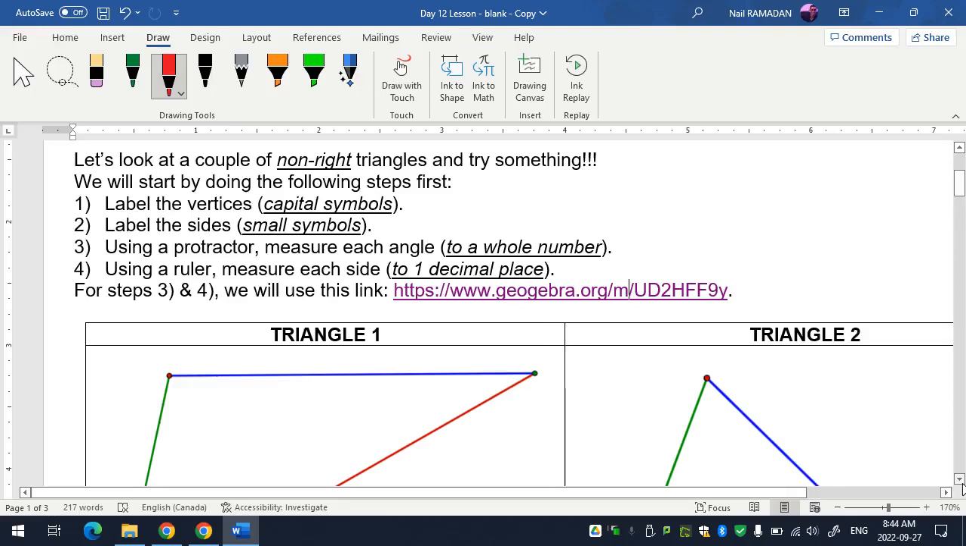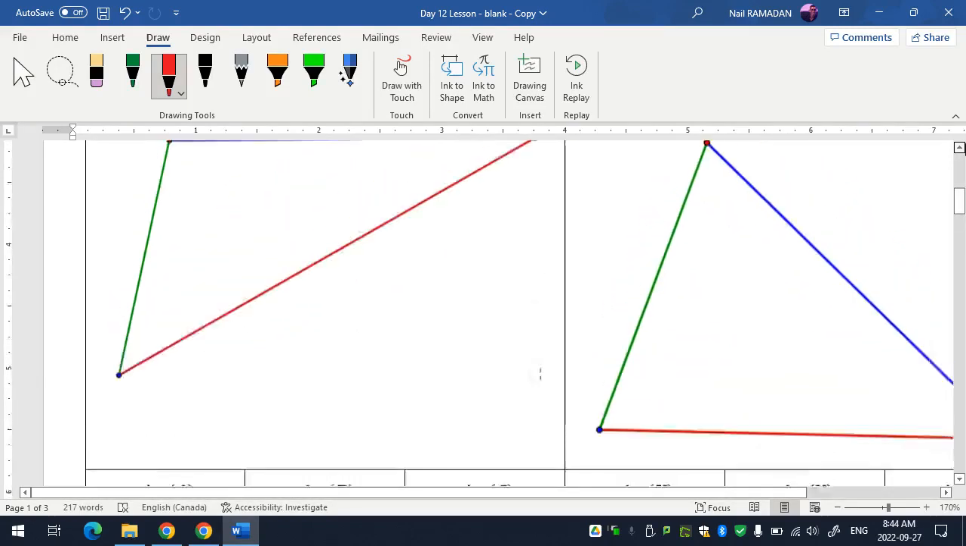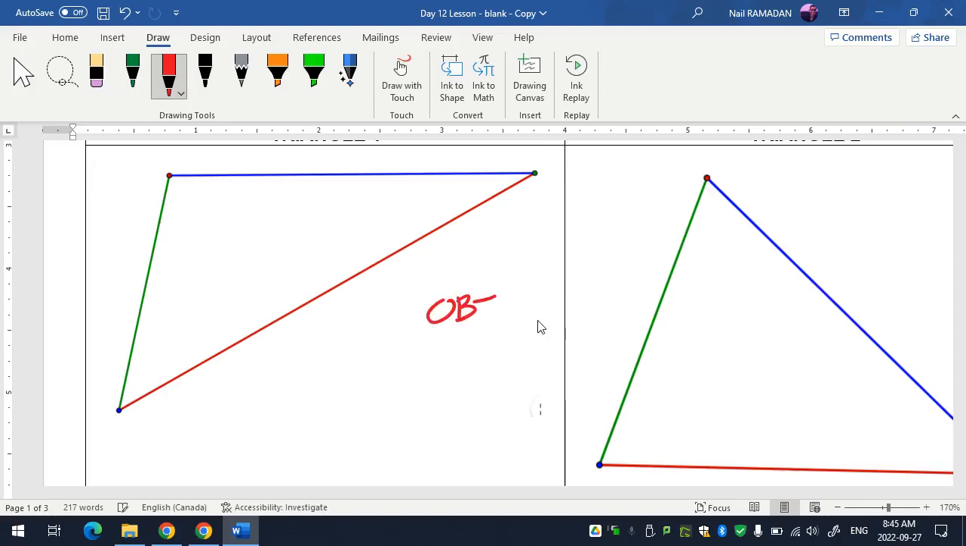So number one. Let's look at a couple of non-right triangles. By the way, what makes this one non-right? Do you see any right angle here? No way. This is definitely less than 90. This is definitely less than 90. And this is slightly bigger than 90. By the way, what do you call a triangle that has only one angle bigger than 90? Obtuse. If there's one obtuse angle in the triangle, you call this an obtuse triangle. So go ahead and write obtuse, O-B-T-U-S-E, obtuse triangle, because there is an obtuse angle in it.